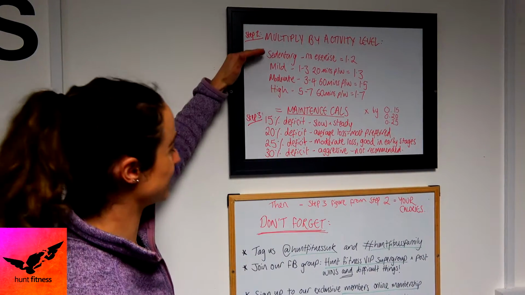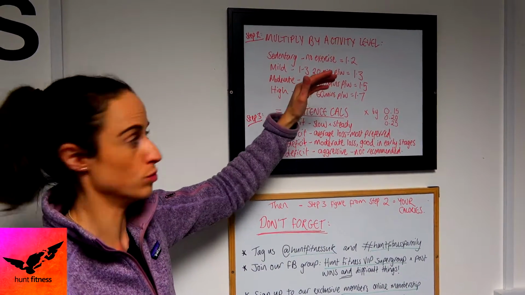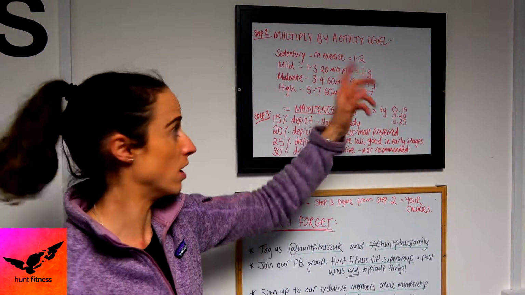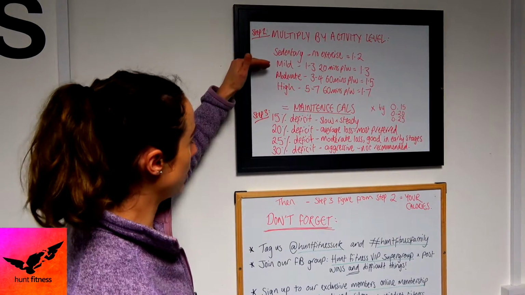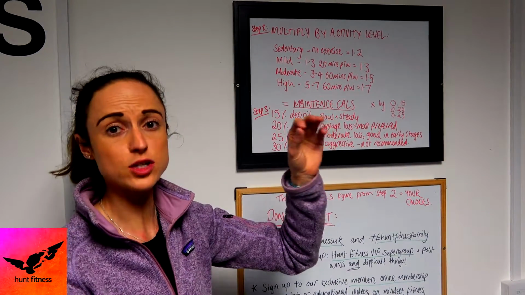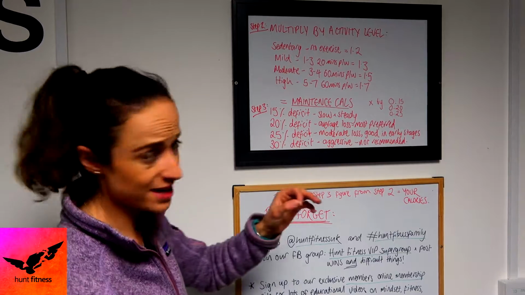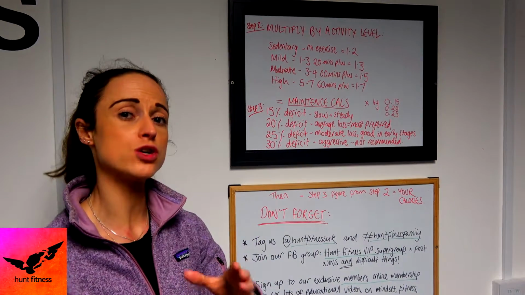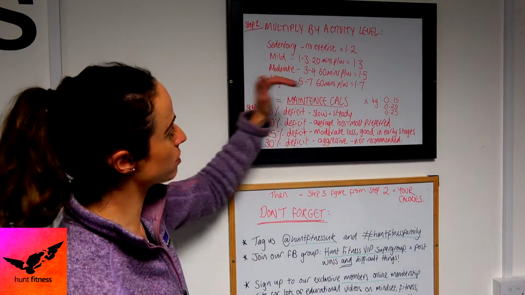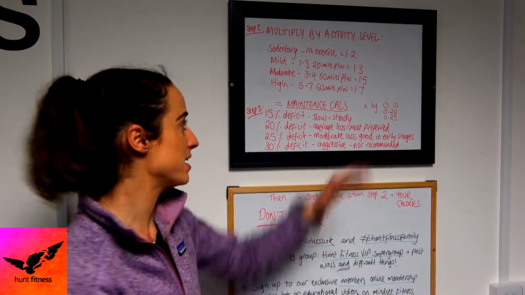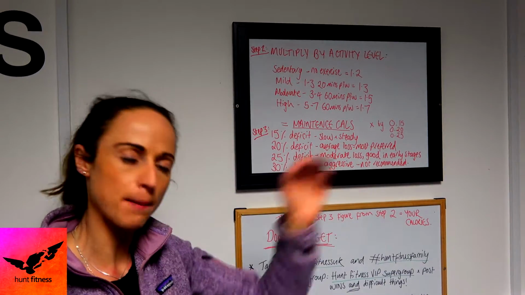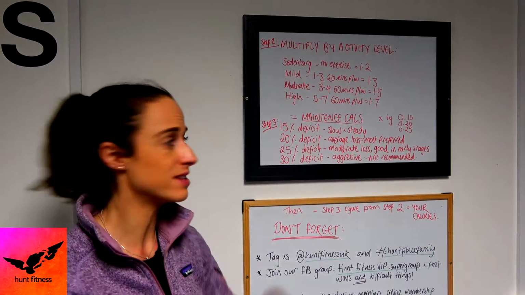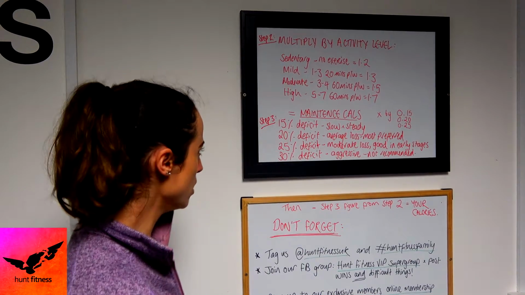So you've got sedentary, which is no exercise at all. If that is you, then you're going to multiply the previous figure by 1.2. If it's mild, which is 1 to 3 20-minute sessions per week, it's 1.3. If you're moderate, which the majority of you will be, which is 3 to 4 60-minute sessions per week, it's 1.5 that you want to multiply the previous figure by. And if it's high, 5 to 7 60-minute sessions a week, then you're looking at 1.7.